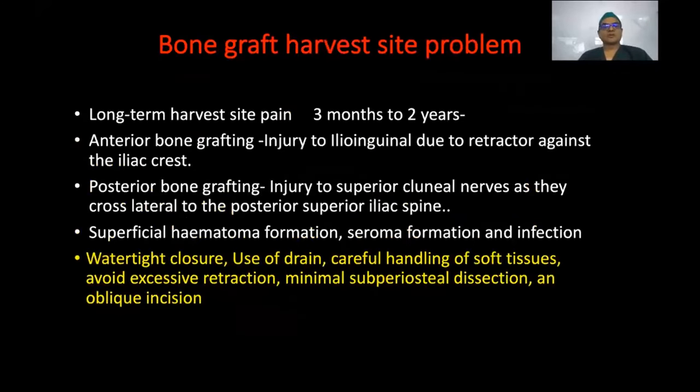Bone graft harvest site problems can be minimized by watertight closure, use of a drain, careful handling of the soft tissue, avoiding excessive retraction, minimal subperiosteal dissection, and an oblique incision, especially while taking a bone graft from the posterior crest. One can easily damage the superior cluneal nerve as it crosses lateral to the posterior superior spine.